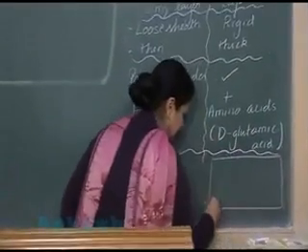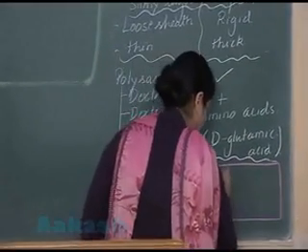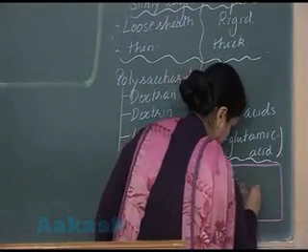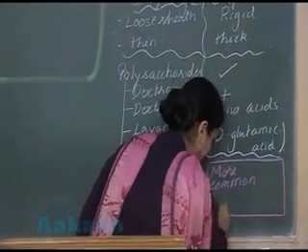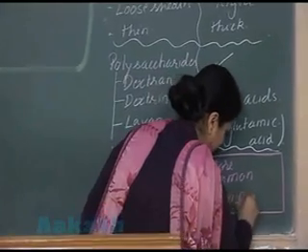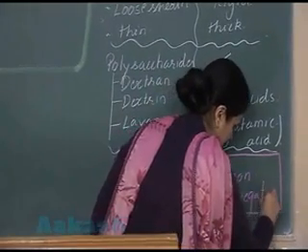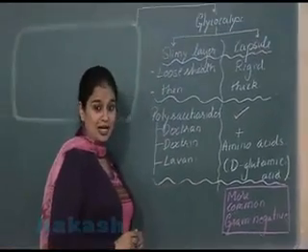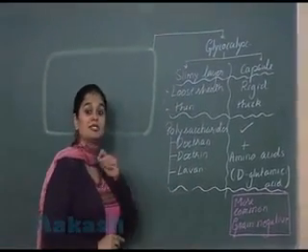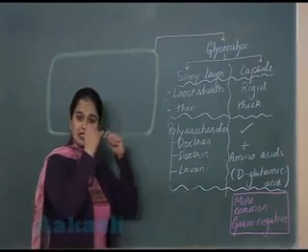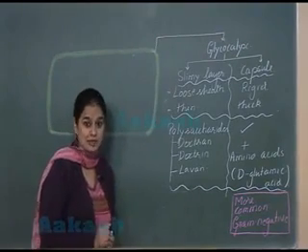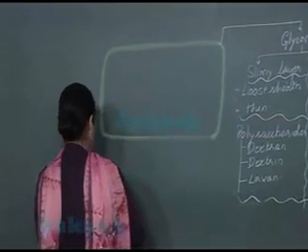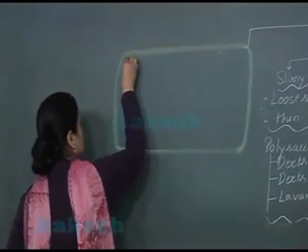Capsulated condition is more common in gram-negative bacteria. Right? Now below the glycocalyx, there is the cell wall. Yes, inner to the glycocalyx there is the cell wall. So this is the cell wall.